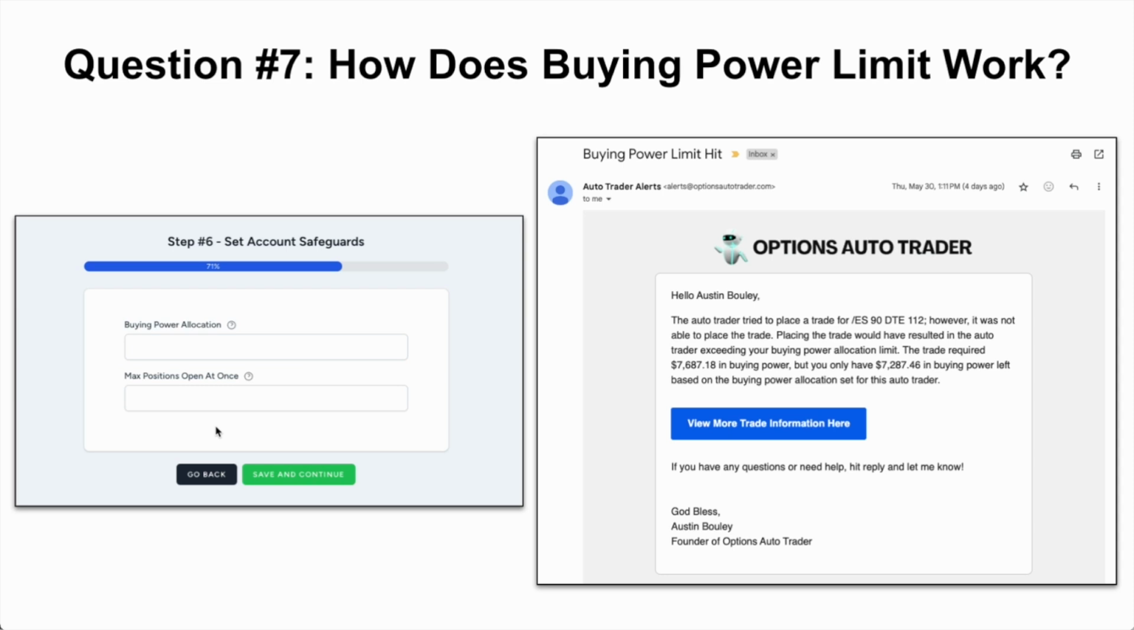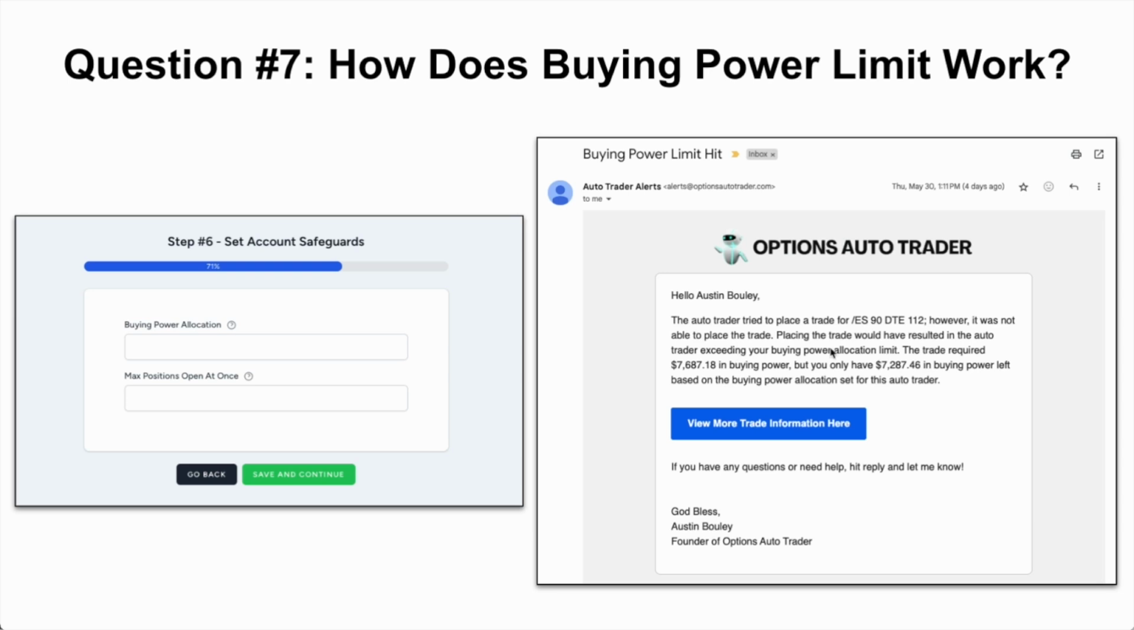So now, how does the buying power limit work? Well, you set up as your buying power allocation the amount of money you are okay allowing that bot to trade with. So let's say you have a $100,000 account, but you only want to trade $10,000 for this one strategy. Then you set up $10,000. Guys, no matter how close it is, the auto trader will not place a trade if your buying power limit would be exceeded.